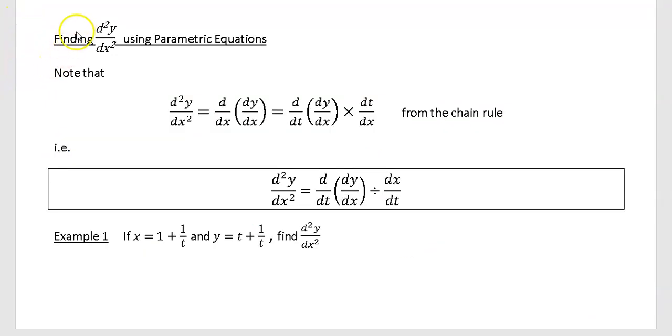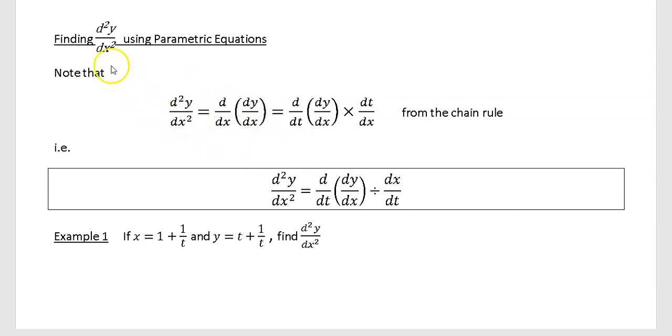Okay, we're now going to look at finding d2y by dx squared using parametric equations. If we think back to what d2y by dx squared is, it's your dy by dx differentiated again with respect to x. More often than not, your dy by dx term is in terms of t, so you can't differentiate directly with respect to x. So what you can do is differentiate it with respect to t, and then multiply by dt by dx. If you imagine that dt cancels out with that dt, it leaves you the derivative of dy by dx differentiated with respect to x.